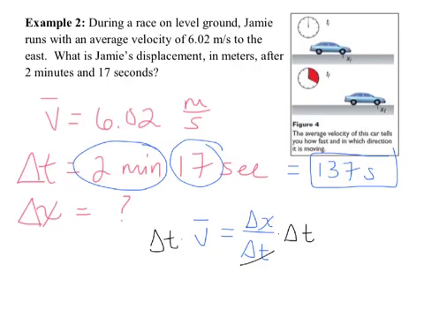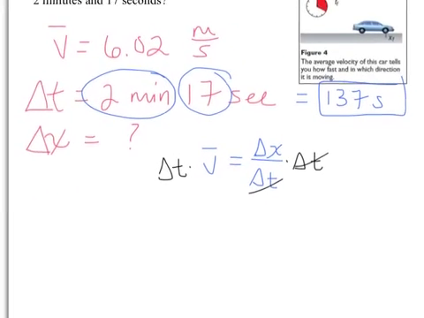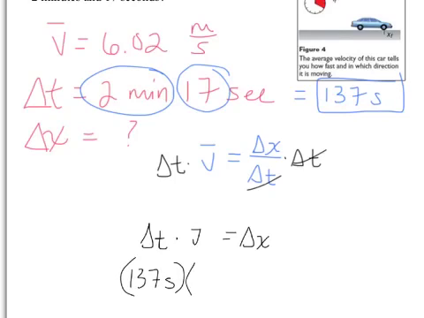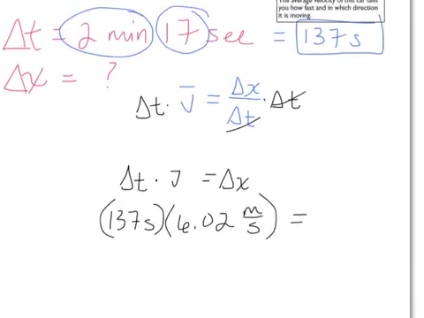Well, what does this do for us? It cancels. We cancel both of those, just like we did with scientific notation and dimensional analysis. Now at this point, we can just write our formula simply as delta x is equal to delta t times average velocity. We know the time period is 137 seconds. We know the average velocity is 6.02 meters per second. Notice the seconds cancel, giving us only meters for this example.